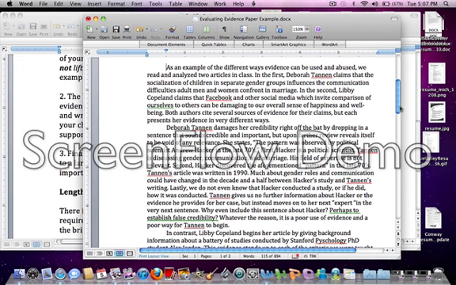As an example of the different ways evidence can be used and abused, we read and analyzed 2 articles in class. In the first, Deborah Tannen claims that the socialization of children in separate gender groups influences the communication difficulties adult men and women confront in marriage. In the second, Libby Copeland claims that Facebook and other social media which invite comparison of ourselves to others can be damaging to our overall sense of happiness and well-being. Both authors cite several sources of evidence for their claims, but each presents her evidence in very different ways.